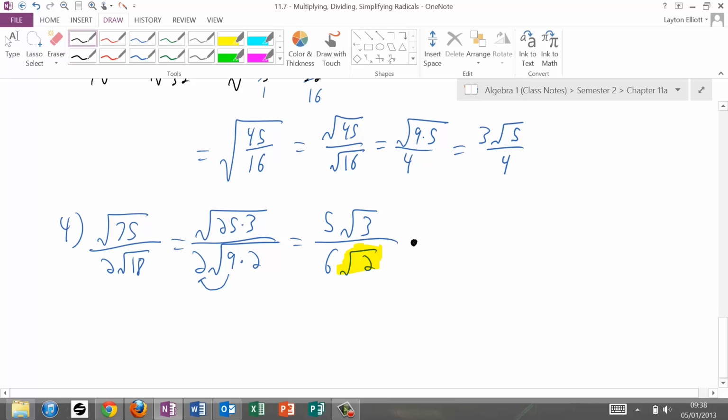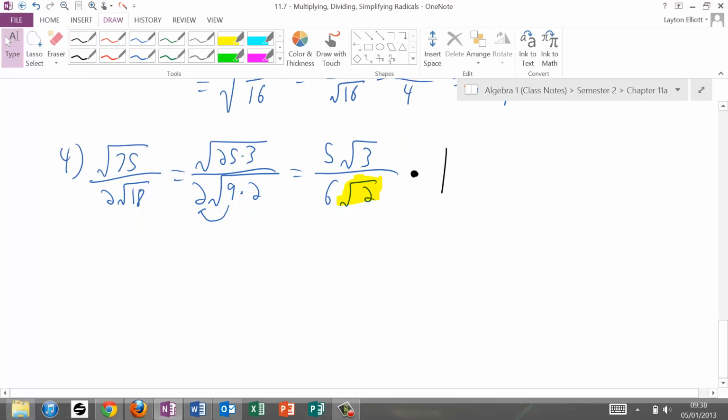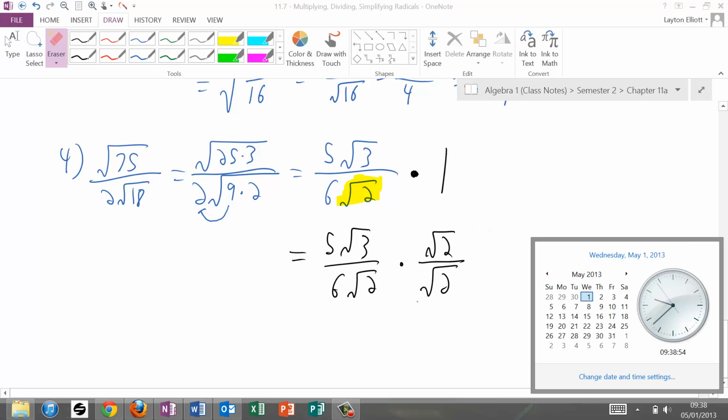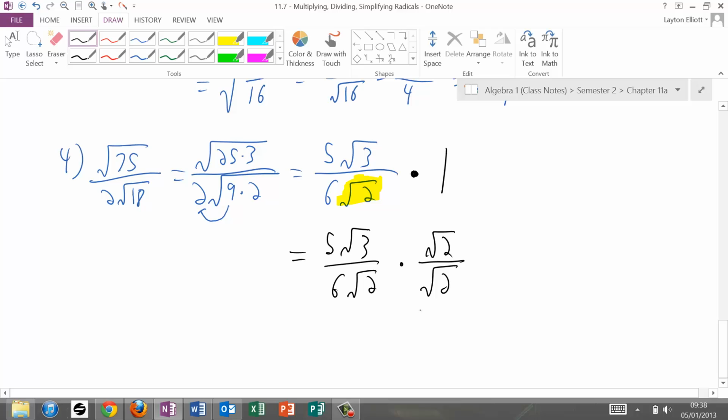They took this and multiplied by 1. When you multiply something by 1, you multiply it by itself. If I rewrite this as 5 radical 3 over 6 radical 2, instead of 1, I'm going to multiply by radical 2 over radical 2, because this fraction is 1. Sometimes I see people cancel the radicals, but that's pointless. That's just going to get us back to where we are.